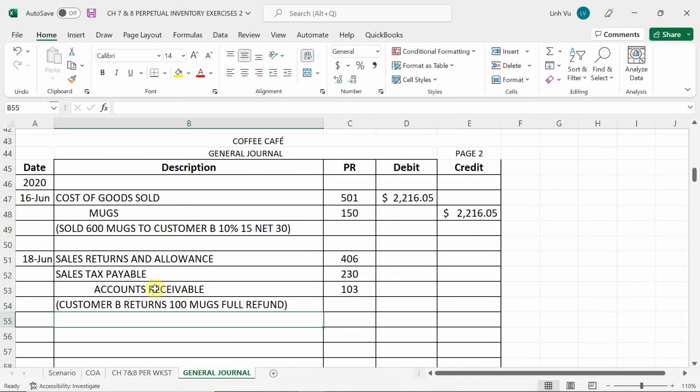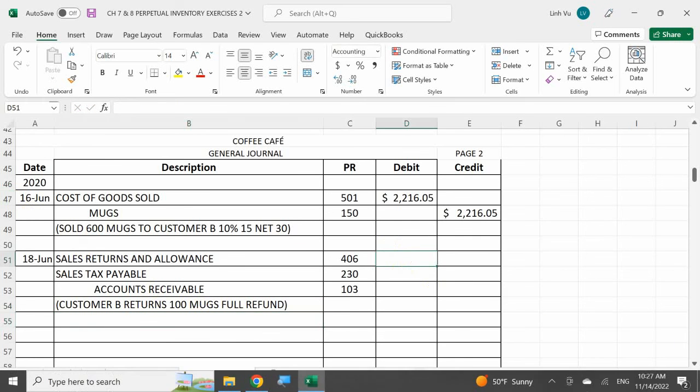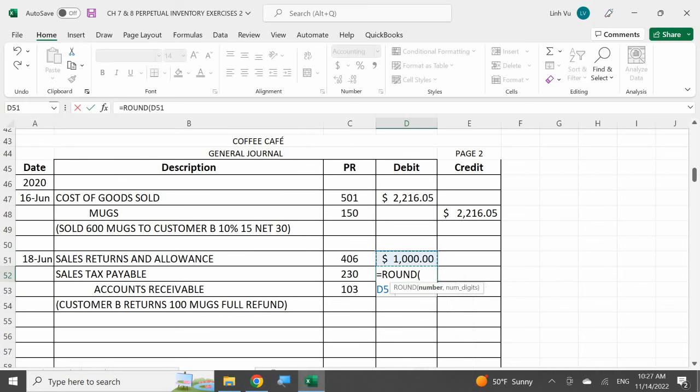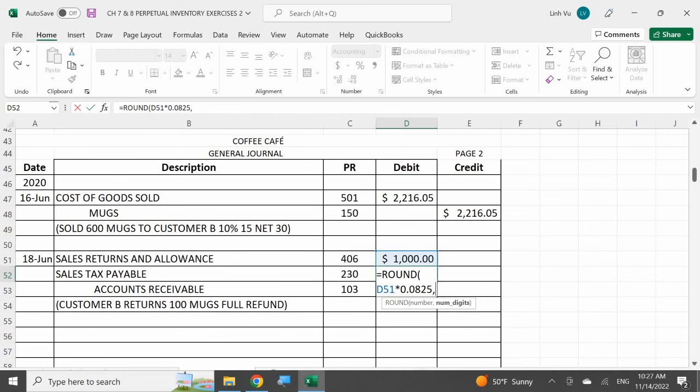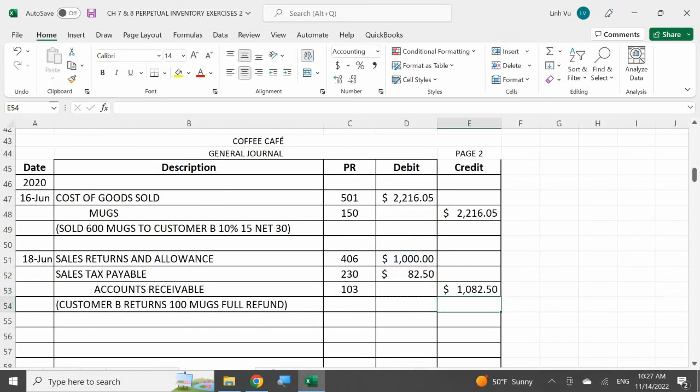Okay? So in this case, we charge the mugs at $10 each. So 100 times 10 will give you $1,000. How much tax is going to be charged on that $1,000 is going to be $82.50. So you're going to reduce customer B's account by $1,082.50. Okay?